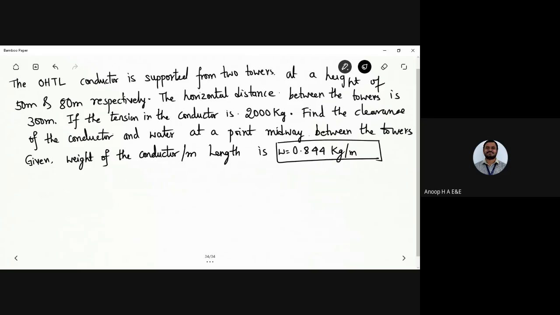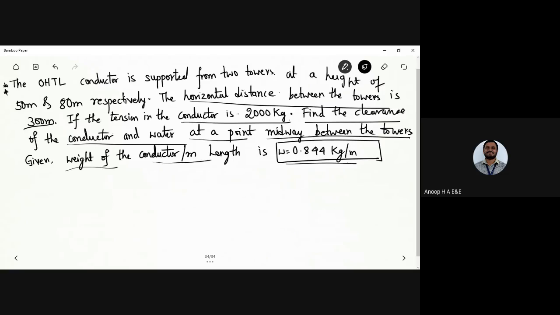So what we have here is such a type of problem: an overhead transmission line conductor supported from two towers at a height of 50 meter and 80 meter respectively. The horizontal distance between the towers is 300 meters. If the tension in the conductor is 2000 kg, find the clearance of the conductor and water. Clearance is what you have to find out, midway between the two towers, given the weight of the conductor.